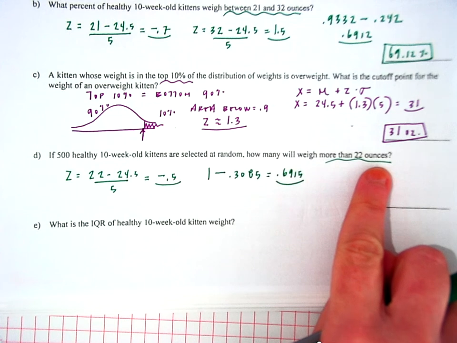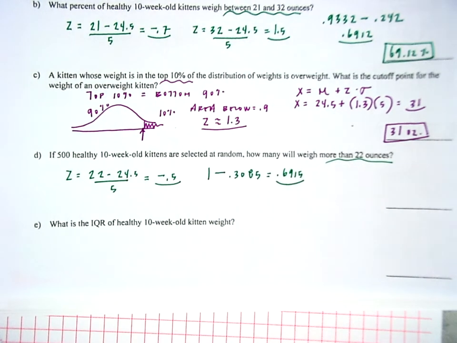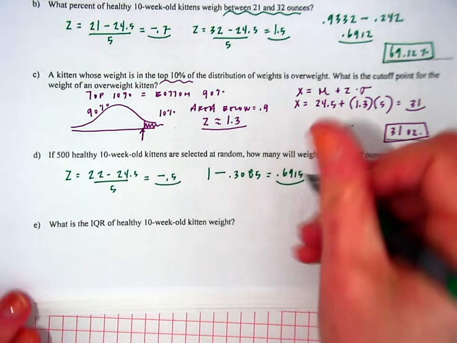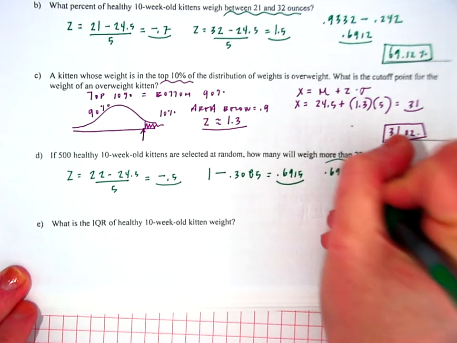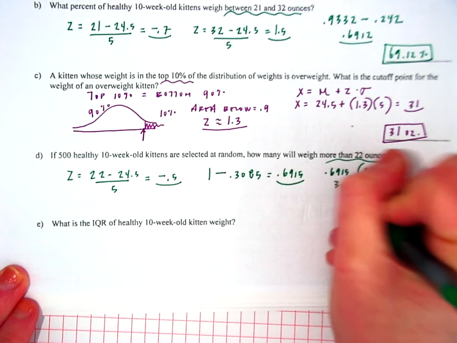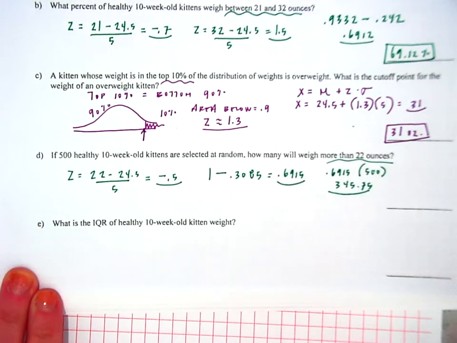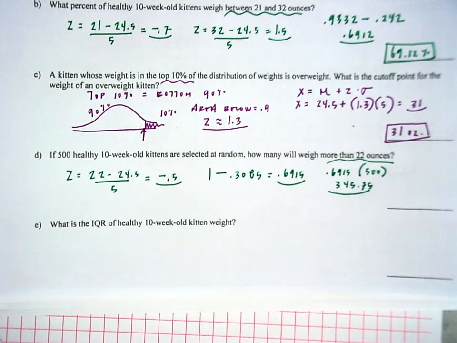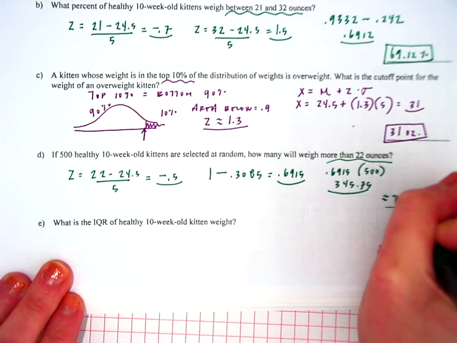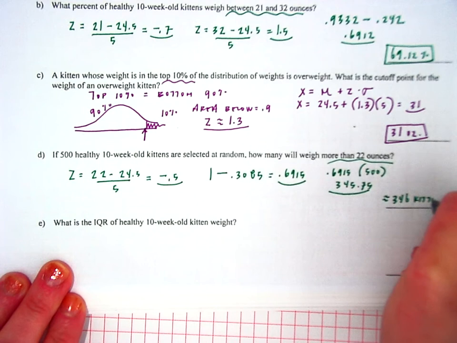And since I'm asked, say we had 500 of them at random, how many would we expect to have a weight that's more than 22 ounces? I'm just going to take that 0.6915, multiply it by 500, and get 345.75. I can't have a portion of a kitty, so I round to the nearest integer value. So that's about 346 kittens.